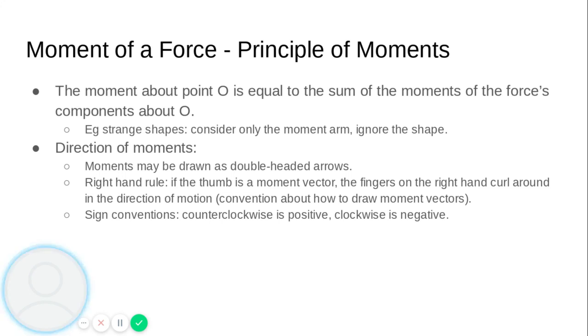Direction of moments. Moments may be drawn as double-headed arrows. And just as a convention, the right-hand rule: if the thumb is the moment vector, the fingers on the right hand curl around in the direction of motion. So if you stick your thumb out, that will be your moment vector, and you have your fingers curling around. That will be the twisting motion or the rotation caused by the moment vector. Some sign conventions: counterclockwise is positive and clockwise is negative.